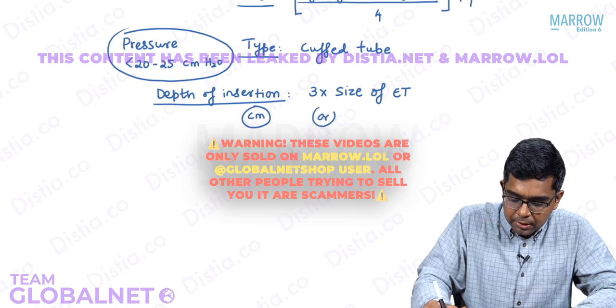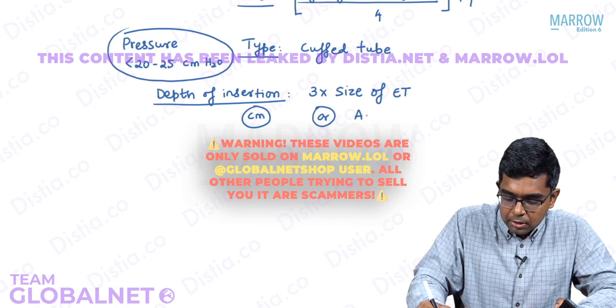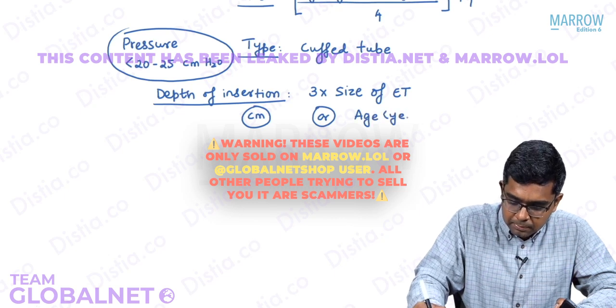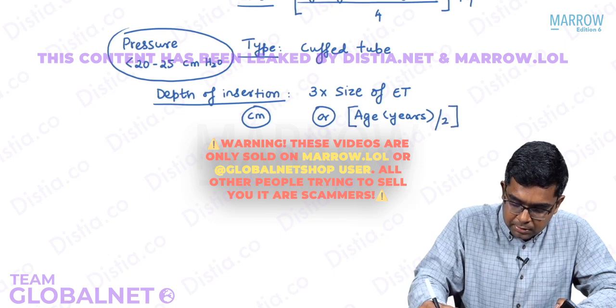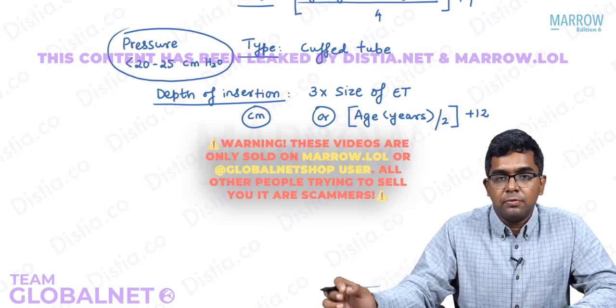Or another better way to calculate the depth of insertion is by another formula, which is age of the child in years divided by 2 plus 12. That is also another important way by which we can calculate the depth of insertion.